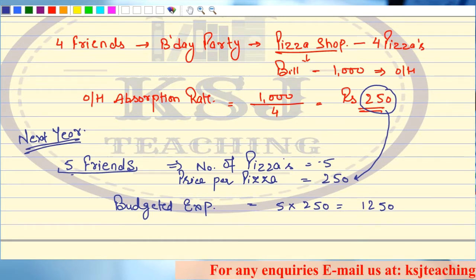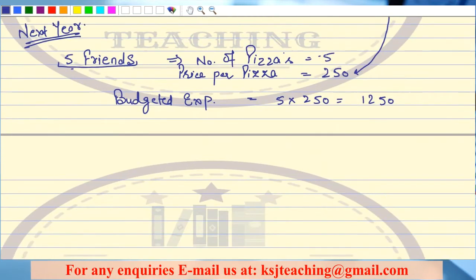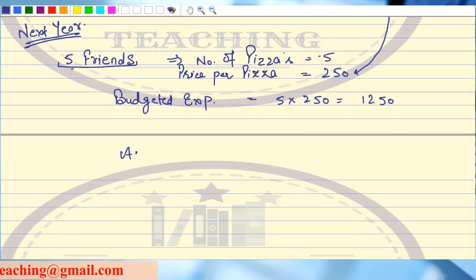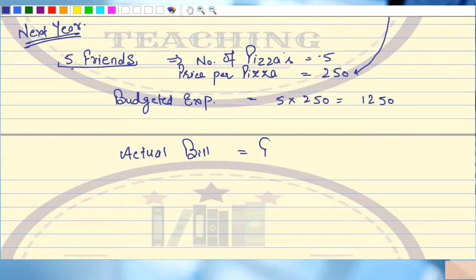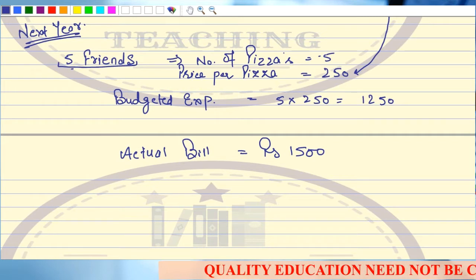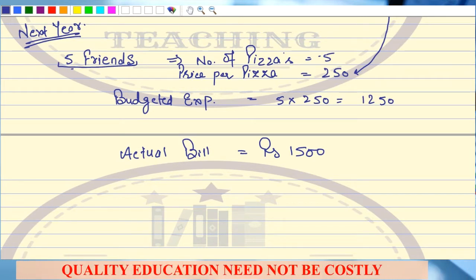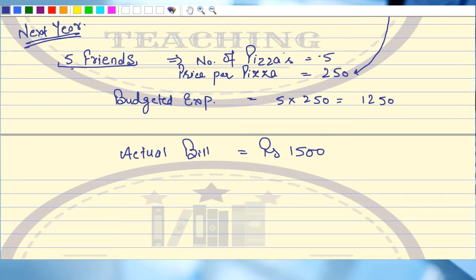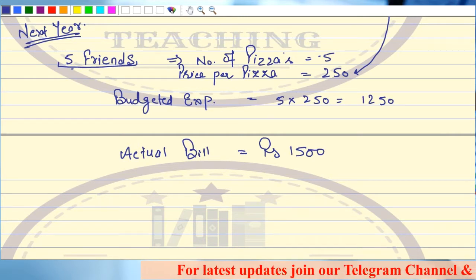Now you went to the pizza shop, you enjoyed, you ordered pizza, you didn't even look at the prices of the pizza. You enjoyed the pizza, sir, and the actual bill came out to be rupees 1500. You estimated rupees 1250, but the actual bill came out to be 1500. When there is a difference between your estimation and the actuals, this is known as under or over absorption of overheads. Now, in this case, what is happening?